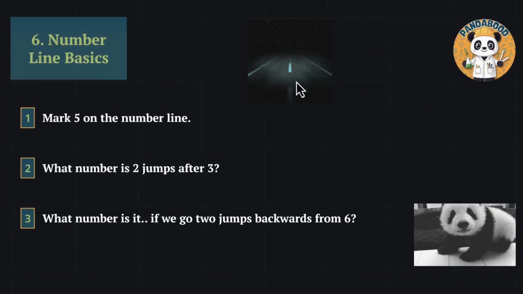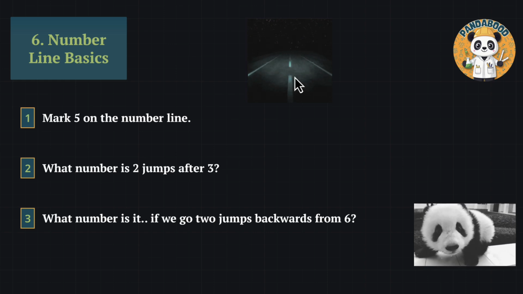Imagine you're standing on a road with numbers painted on the ground. Each step you take is a jump forward or backward. The road is called a number line.